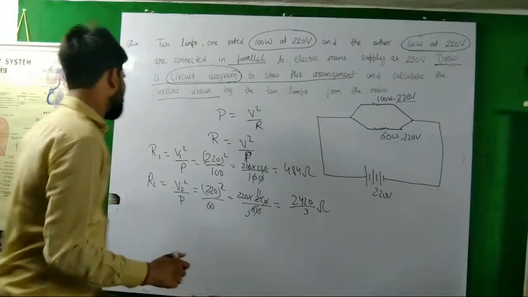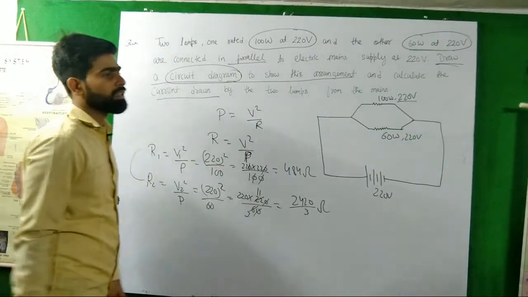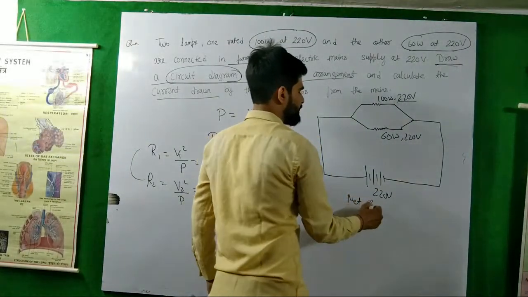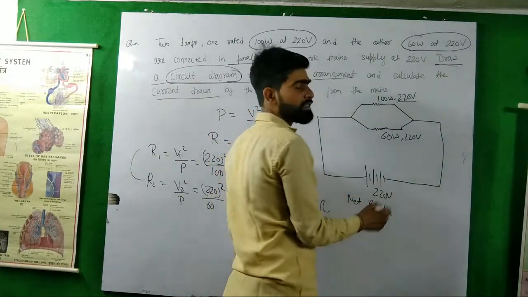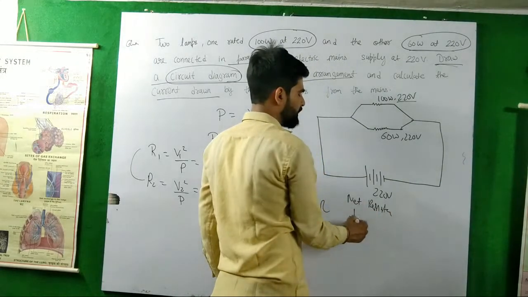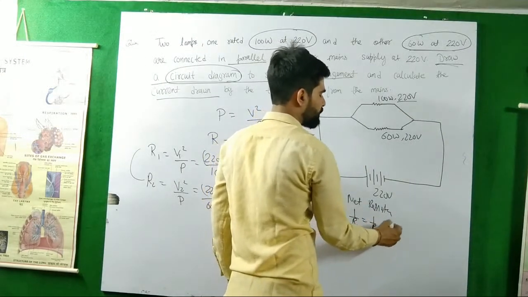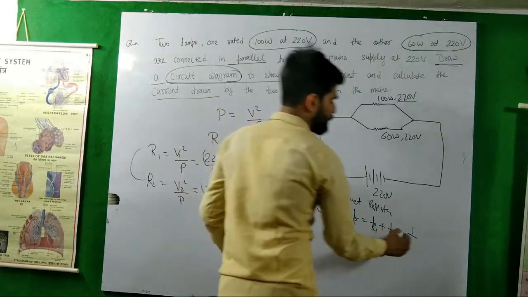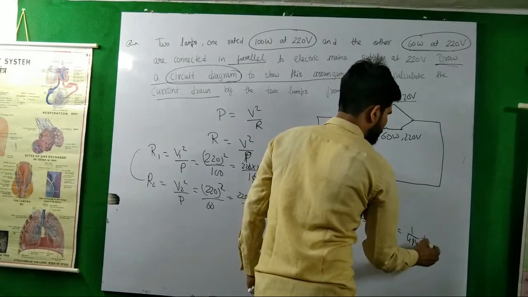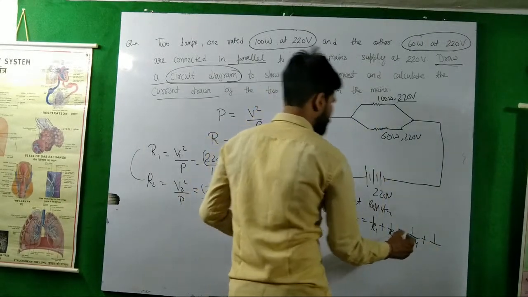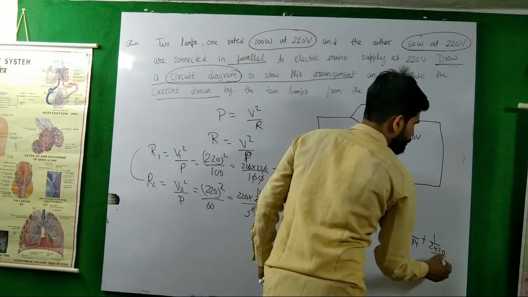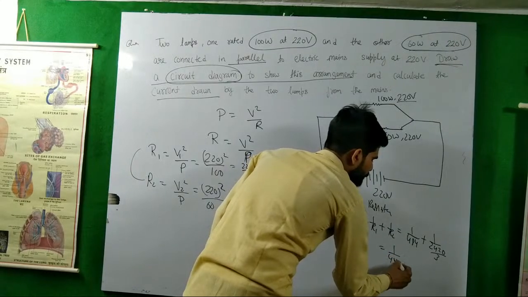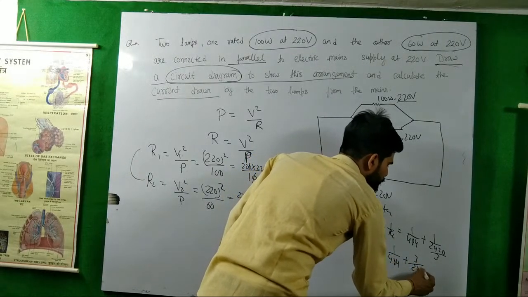We have found both resistances R1 and R2, which are connected in parallel. Firstly we find the net resistance. Since both are in parallel, 1 upon R is equal to 1 upon R1 plus 1 upon R2. The value of the first R is 484, and the value of the second R is 2420 upon 3. So 1 upon 484 plus 3 upon 2420.